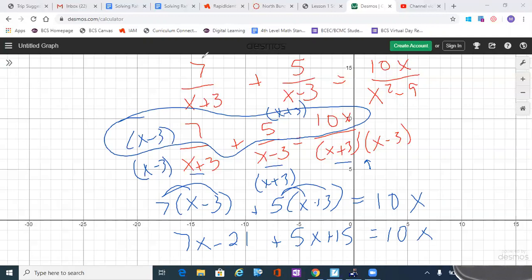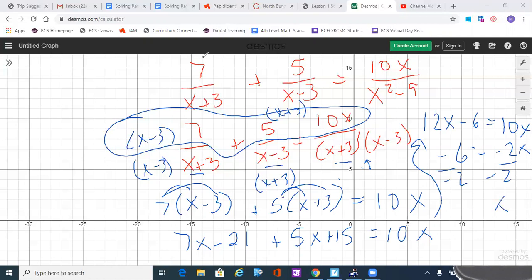Good. And start combining a little bit more, which would bring us 7x plus 5x is 12x, -21 plus 15 is -6, equals 10x. So I've just combined that line and brought it right there. Now I'm just going to do some basic algebra. I'm going to subtract the 12x over and get -2x equals -6, and I'm going to divide by -2, and x equals 3. All right, now that I know that x equals 3, I'm just going to leave that there.